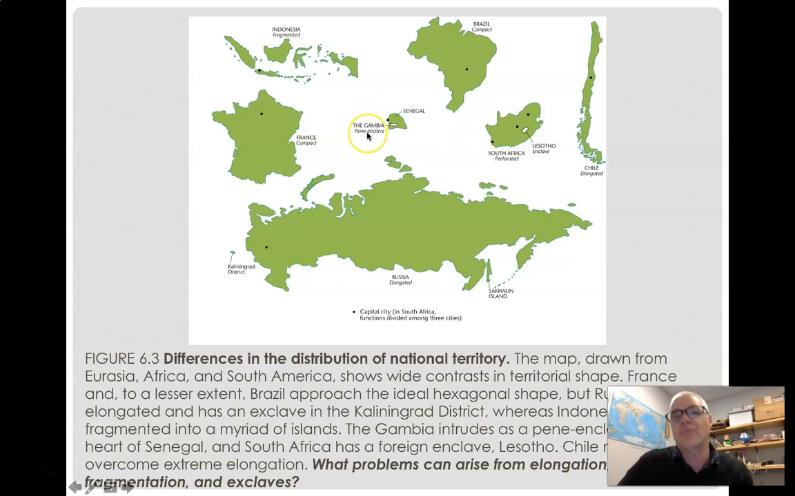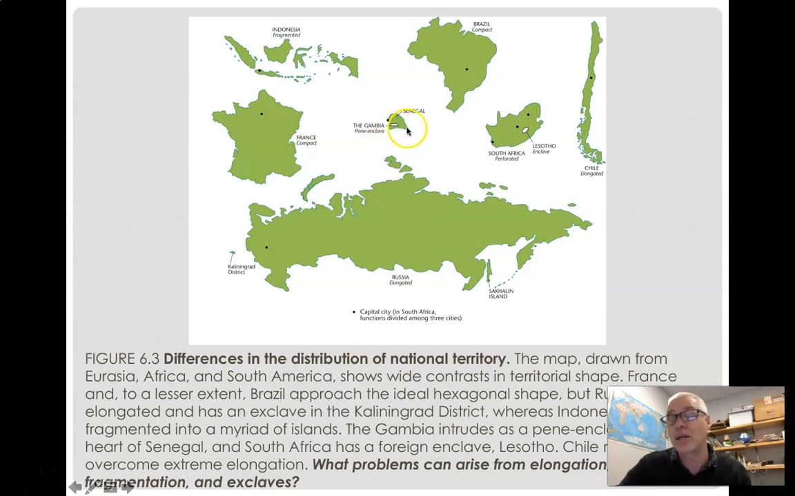You have the Gambia, which is a country that is a penenclave. It's just this very small country, surrounded on three sides by Senegal. And this also makes Senegal somewhat strangely shaped in that it has this whole region on the south side here that is somewhat disconnected, or you have to cross the Gambia to connect to this other part of Senegal.